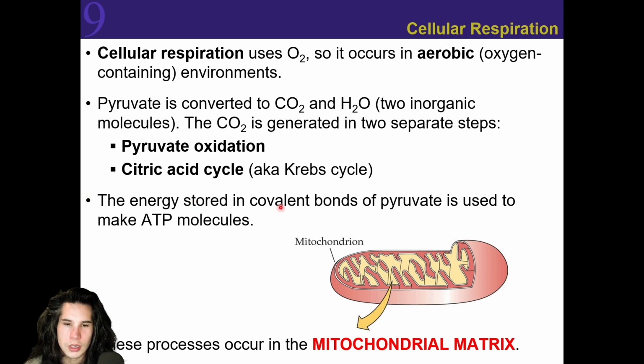So the energy stored in the covalent bonds between each carbon within pyruvate is going to be the potential energy that's used to make the ATP molecules. And remember, those carbon-carbon bonds are formed by electrons, which we harvest.